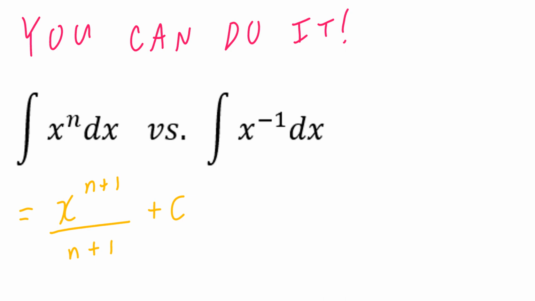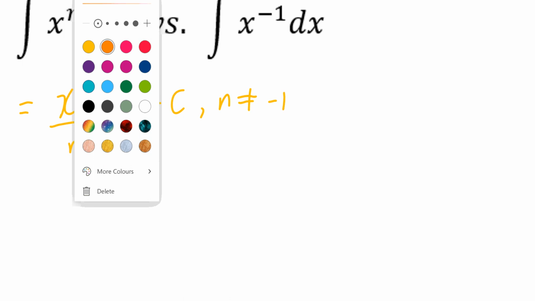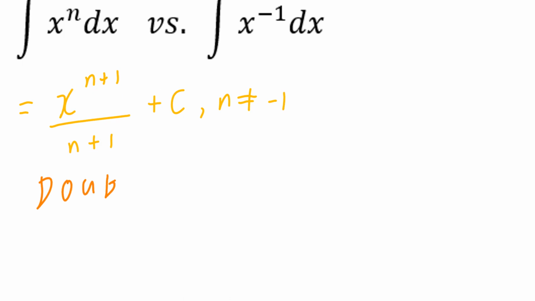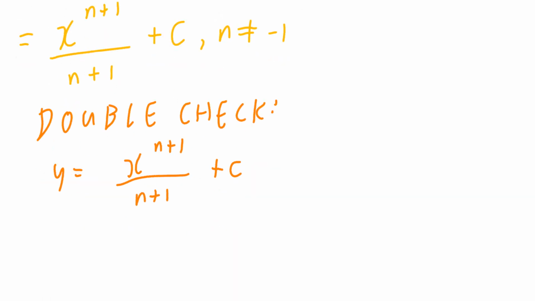Now, if you think about this, this doesn't always work. For example, n cannot be -1. And we're going to talk about that in a moment. But first, let's double check this. Now, if you take the derivative of x to the power of n plus 1 divided by n plus 1 plus c, look what happens.